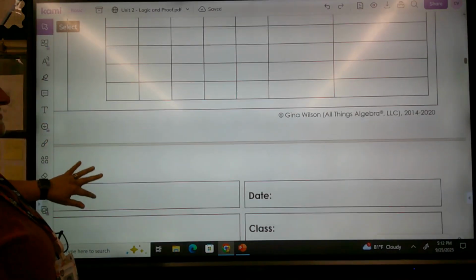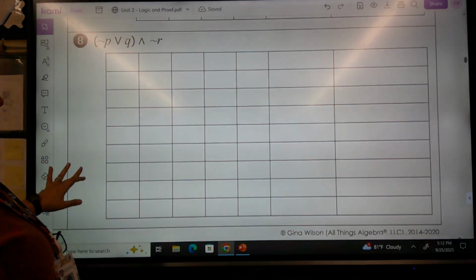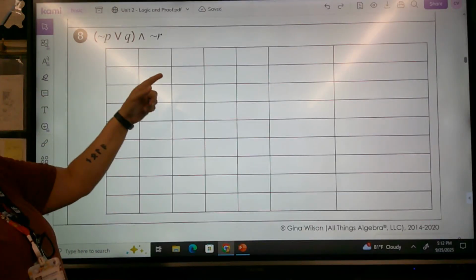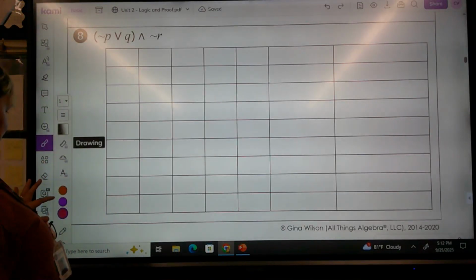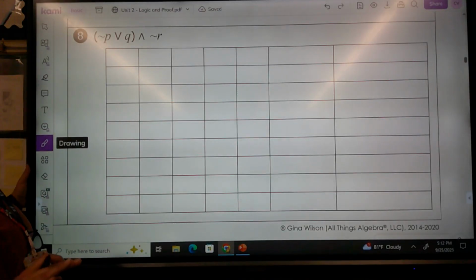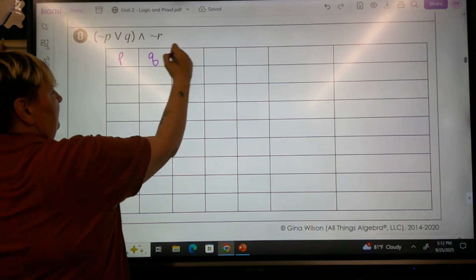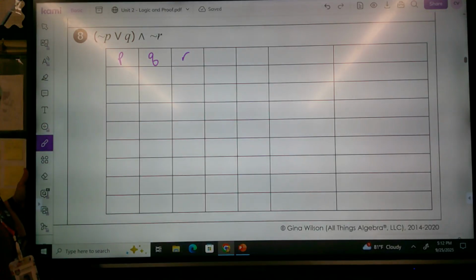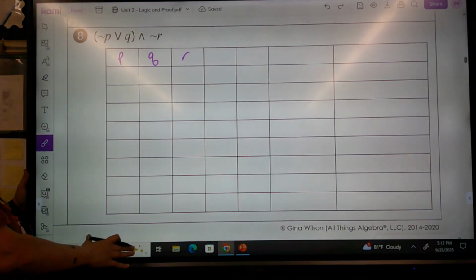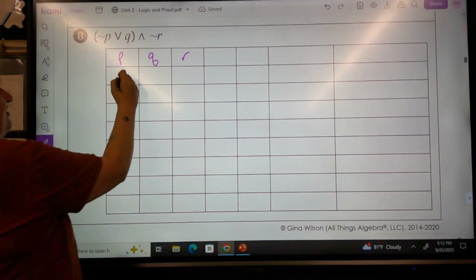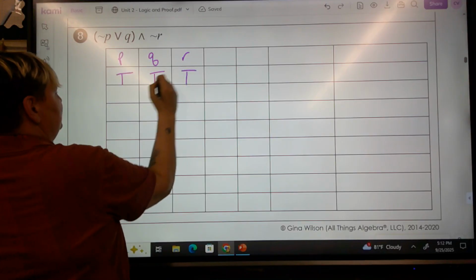Alright, so 8 is as complicated as we're going to get because it has 3 statements and 2 negations. But start simple. Put your statements. We have a P, a Q, and an R. Always start by putting your actual statement letters. The pattern should already be here because I told you to go ahead and put it in number 7 and number 8. So it should already be true, true, true.